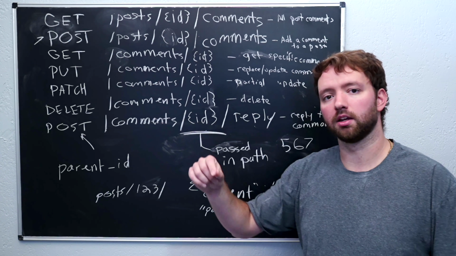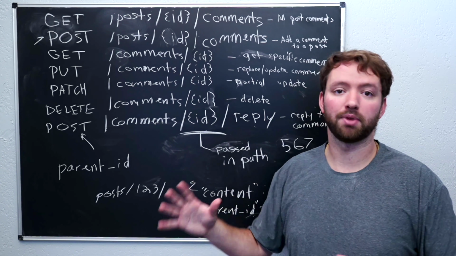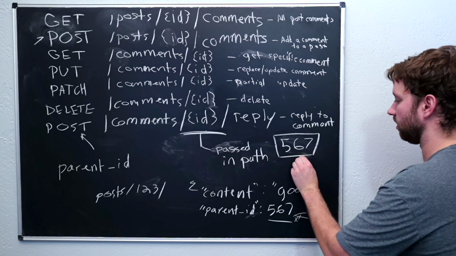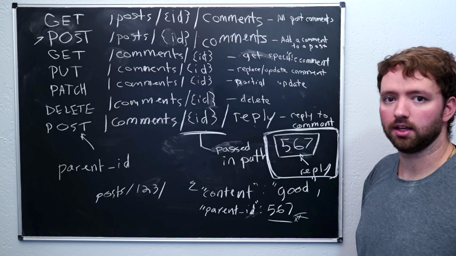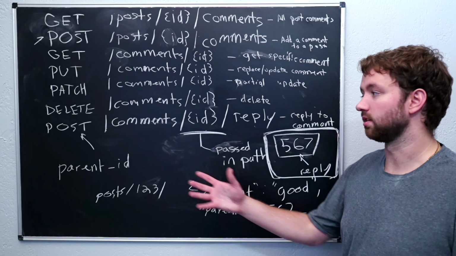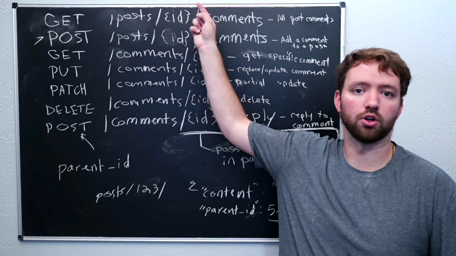In reality, if you're making a comment reply, it doesn't matter what post it's on because that parent is unique. Basically, we have a comment 567 and we are creating a reply to it. We do not care what the parent post is. We only care about the comment we're replying to. Logically, it's going to get us the same result in the database. This one just has it unnecessarily nested under a post.